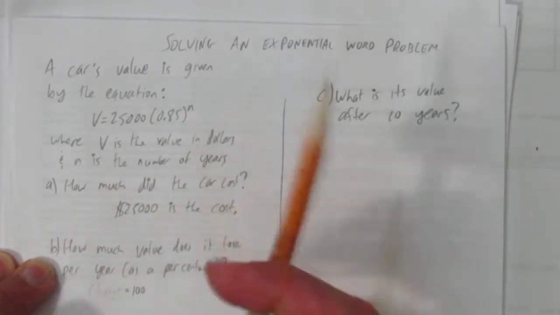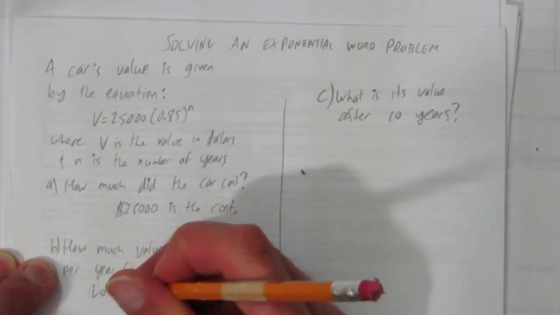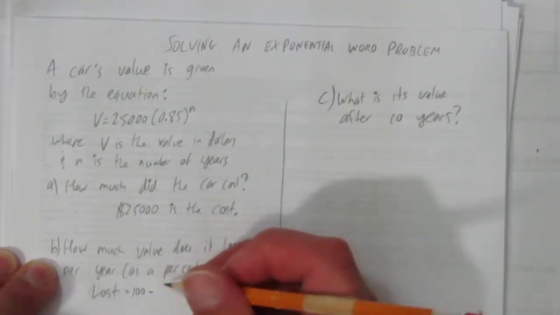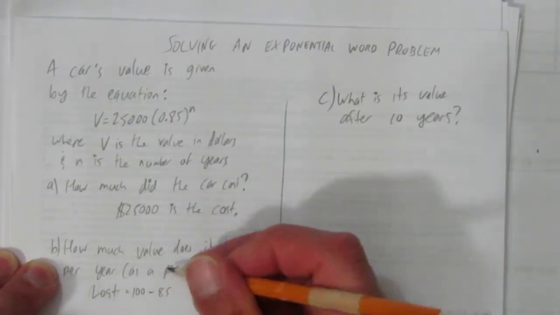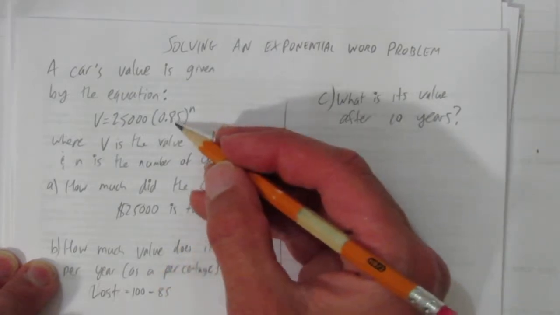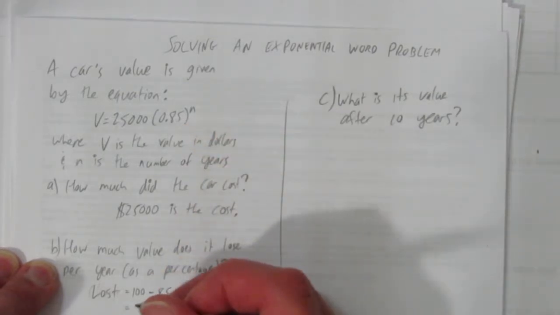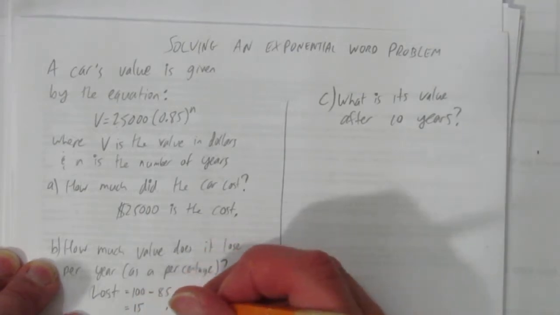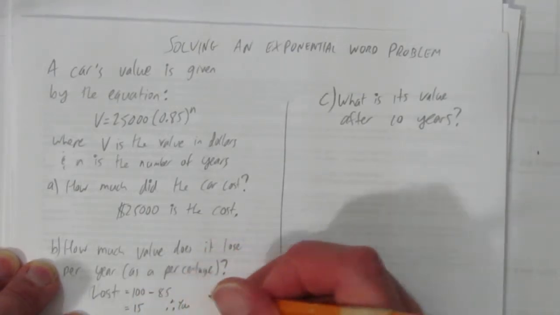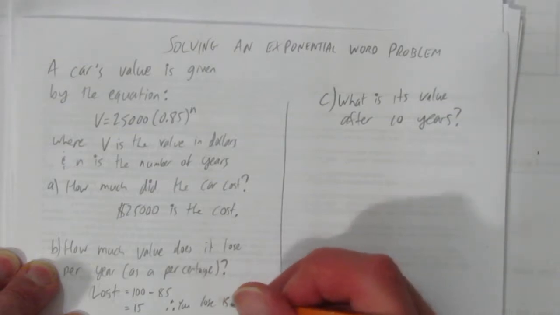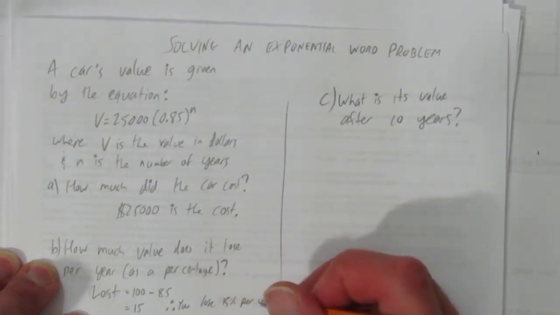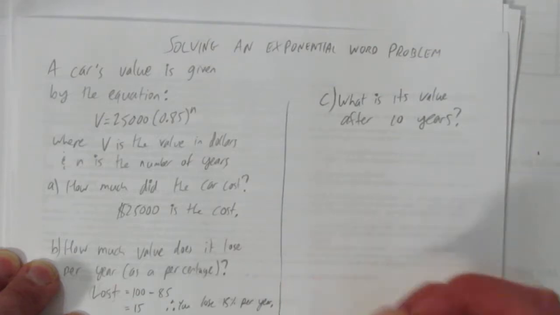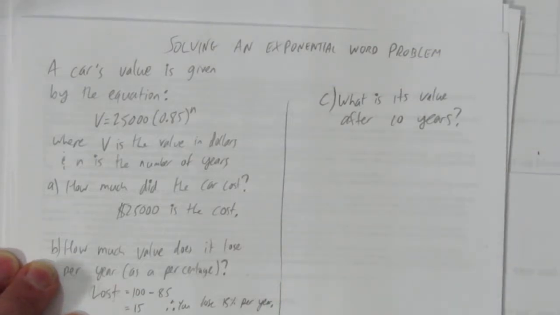How much is lost every year? Well, it's 100%, take away the 85% left over. Start with 100%, you have 85% left over. Pretty obviously, you have 15% left, or 15% lost. Therefore, it loses 15% per year. That's a lot, but very normal for a car. Most cars will lose between 12 and 20% per year.